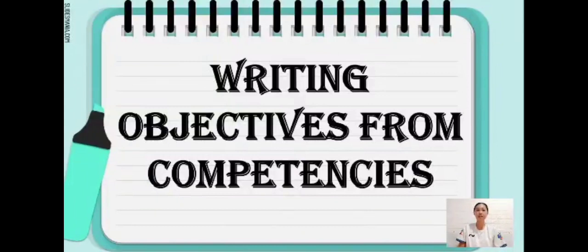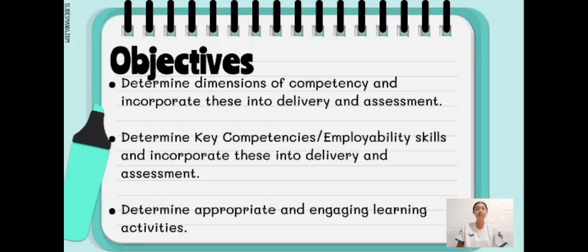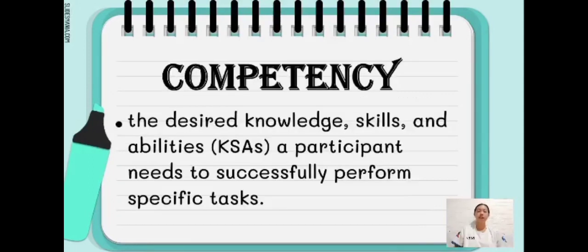Next is writing objectives from competency. So at the end of this lesson, you will be able to determine dimensions of competency and incorporate this into delivery and assessment. Second, you will be able to determine key competencies, employability skills, and incorporate this into delivery and assessment. And the last one is you will be able to determine appropriate and engaging learning activities.